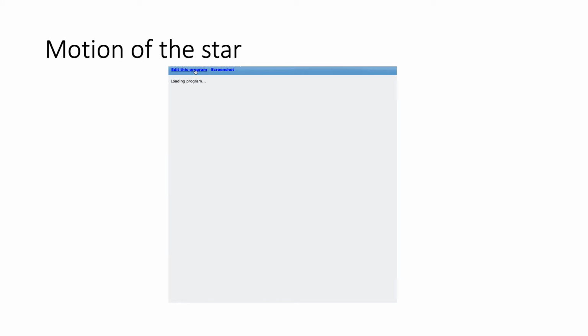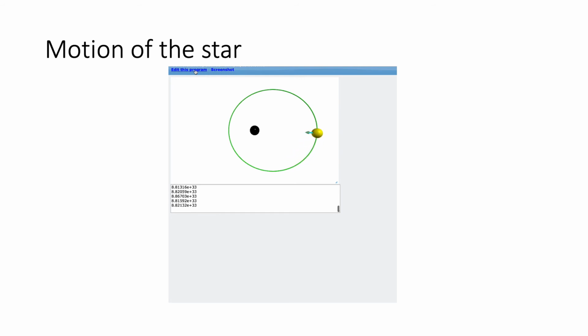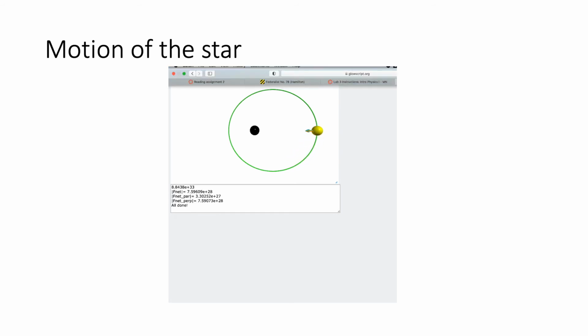So here is the motion of the star around the black hole through GlowScript. And we can clearly see the three forces acting: the perpendicular one, that is always through the center of the circle, the parallel one always parallel to the motion, and the net force.